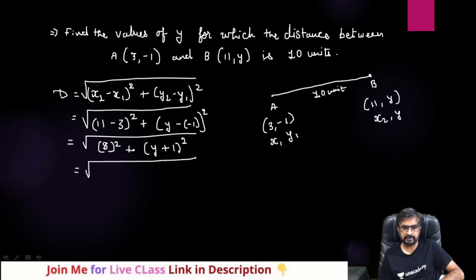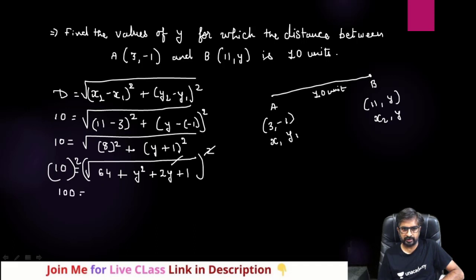Let us start with that. Okay, 10 is also given to you. So let us solve this first: 64 plus, this will be the (a plus b) whole square identity. So you will get a square plus 2ab, that is 2 into y into 1, so 2y, plus 1 square, that is 1. Now we can remove this root by squaring both the sides. So this root will get cancelled, and here 10 square will be equal to 100. So 100 equals 64 plus y square plus 2y plus 1.